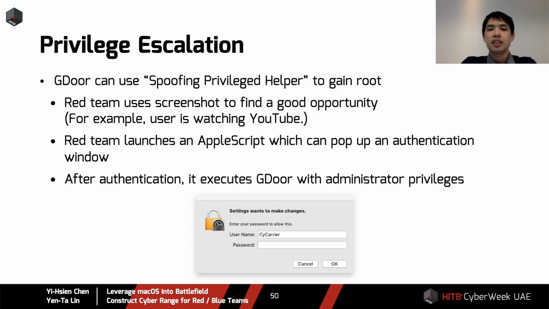For the privilege escalation part, GDoor uses a spoofing privilege helper to gain root privilege. It pretends to be the Settings application to ask for authentication. In our story, the red team can use screenshots and shell commands to find a good opportunity. For example, when the user is watching YouTube, we can find the browser in the process list, and we can also take a screenshot to confirm it. Then, the red team can launch an AppleScript which can pop out an authentication window through GDoor. After escalation, it executes GDoor with administrator privilege.